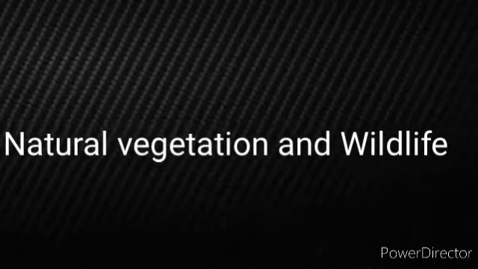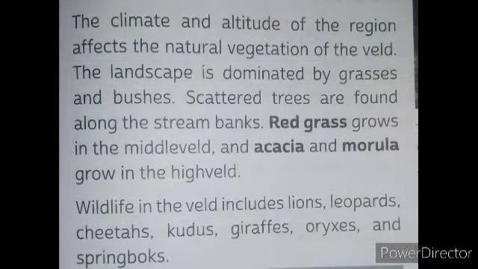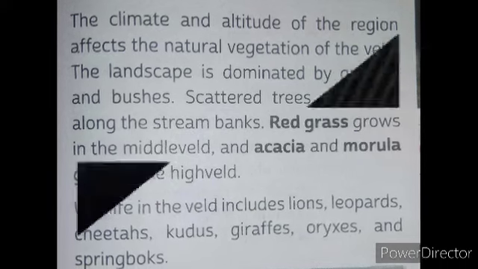Natural vegetation and wildlife. The landscape is dominated by grasses and bushes. Scattered trees are found along the stream banks. Acacia and marula grow in the high veld, and in the middle veld grows red grass. Lions, leopards, cheetahs, giraffes, and springboks are some of the animals that are part of the wildlife in the veld.